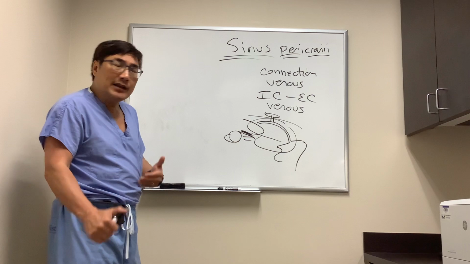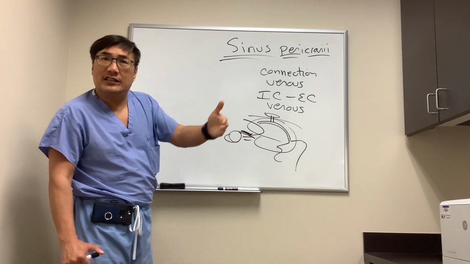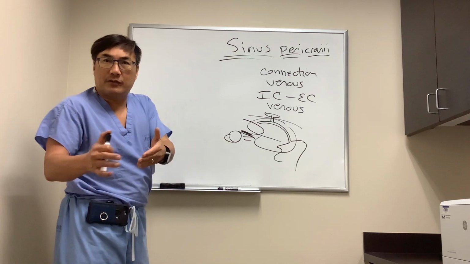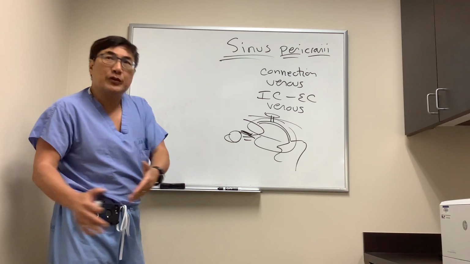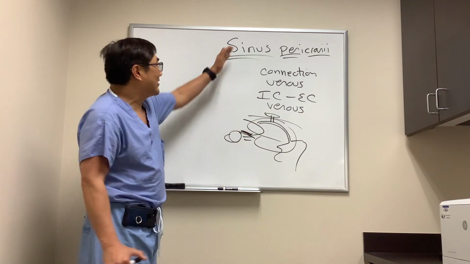between artery and vein. Only an angiogram will establish that this is a venous-to-venous connection, not arteriovenous. So instead of it being an arteriovenous malformation or an arteriovenous fistula or a carotid cavernous fistula, this is a vein-to-vein, intracranial to extracranial sinus pericranii.